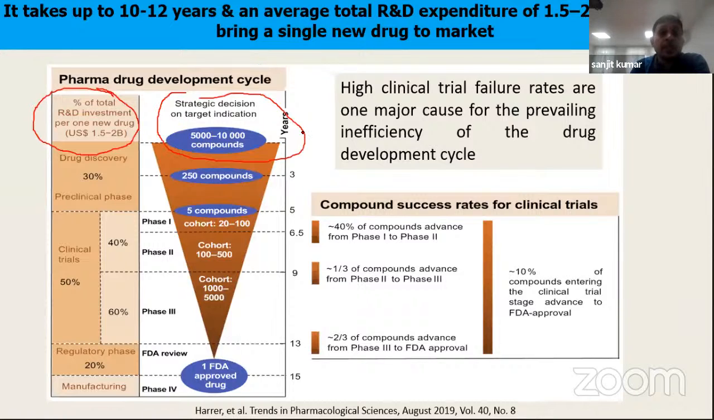A strategic decision on the target indication takes 2 to 3 years. Then 500 to 1000 compounds, then you finalize 250 compounds. Then in phase 1, hardly 5 to 20 compounds go, then phase 2, then phase 3, then FDA review, then phase 4. And sometimes it happens that a drug is on the market and then shows a lot of side effects, and a pharma company says we have to take the drug out of the market. This has happened many times, with insulin analogs also.